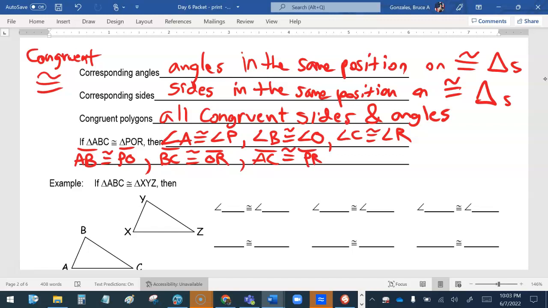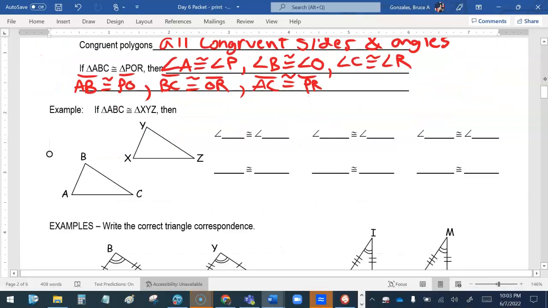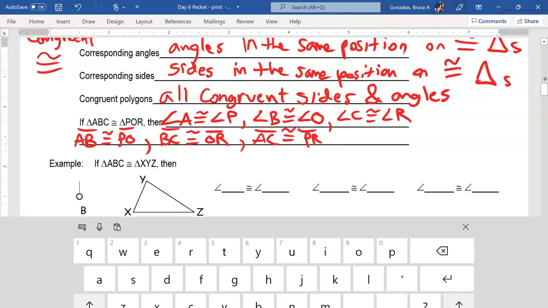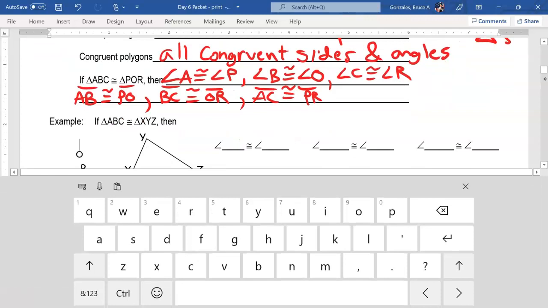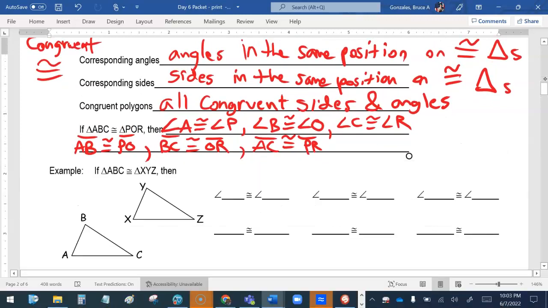All right. So make sure you write that down. And then you can try to match those up on the next one as well. ABC and XYZ. So finish writing and try to fill in these blanks, matching up the angles and the segments.